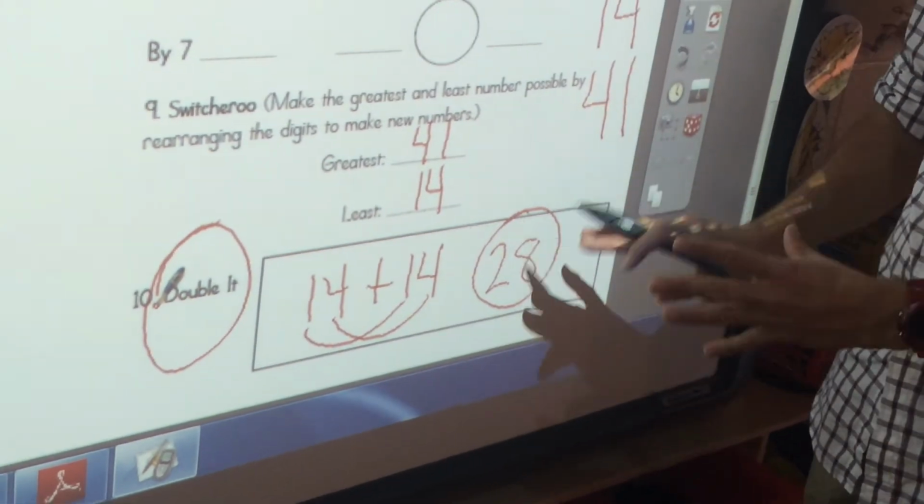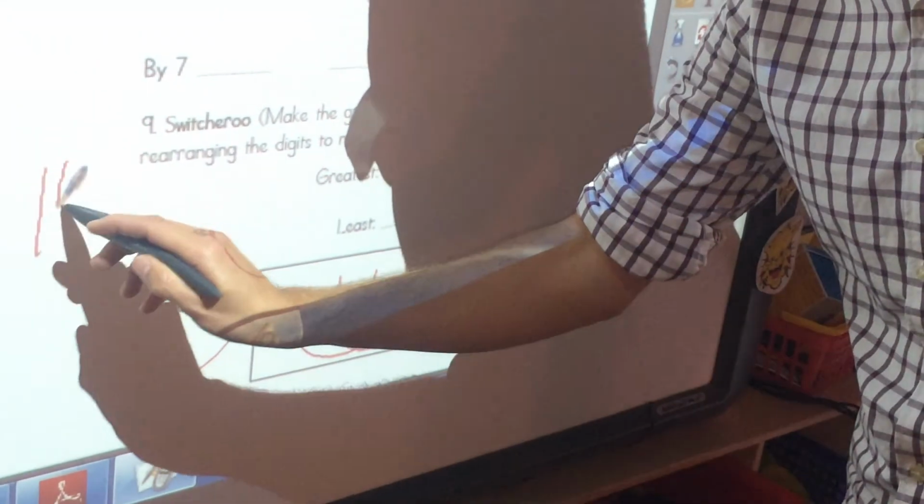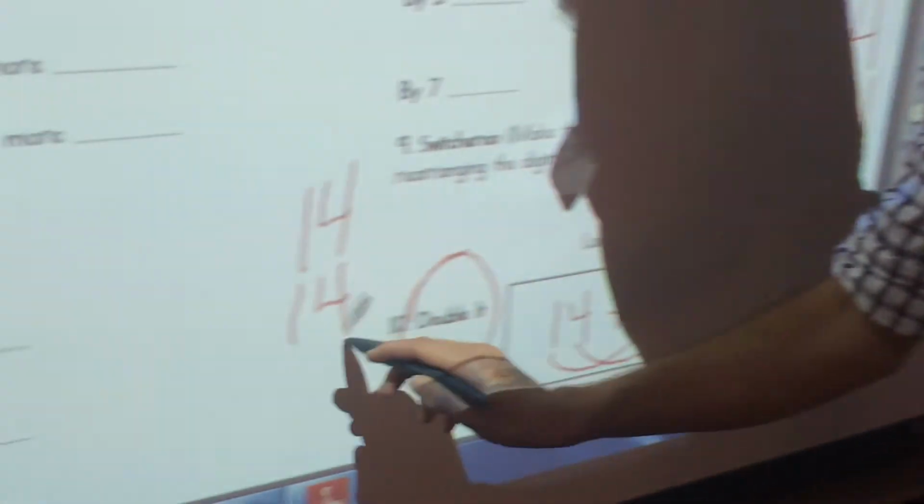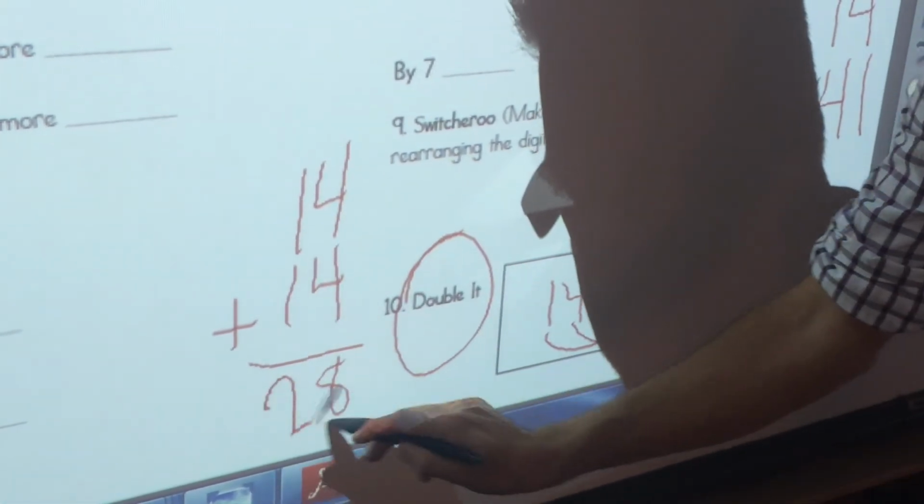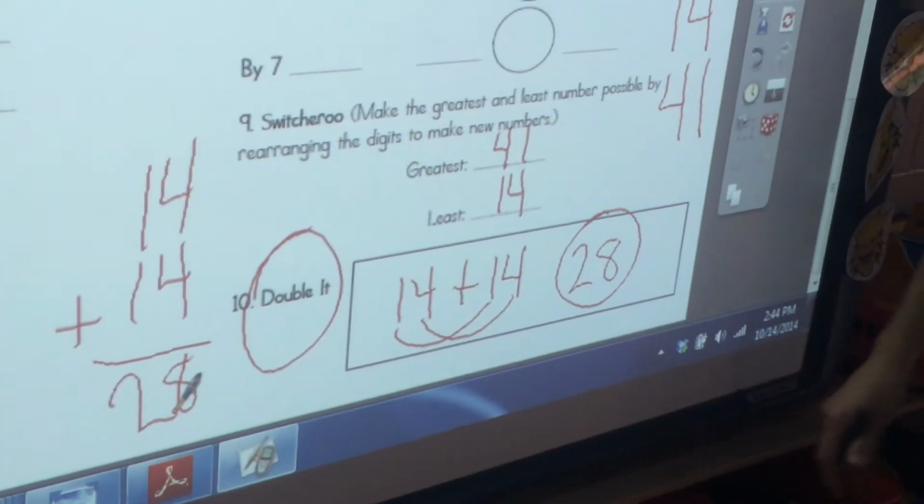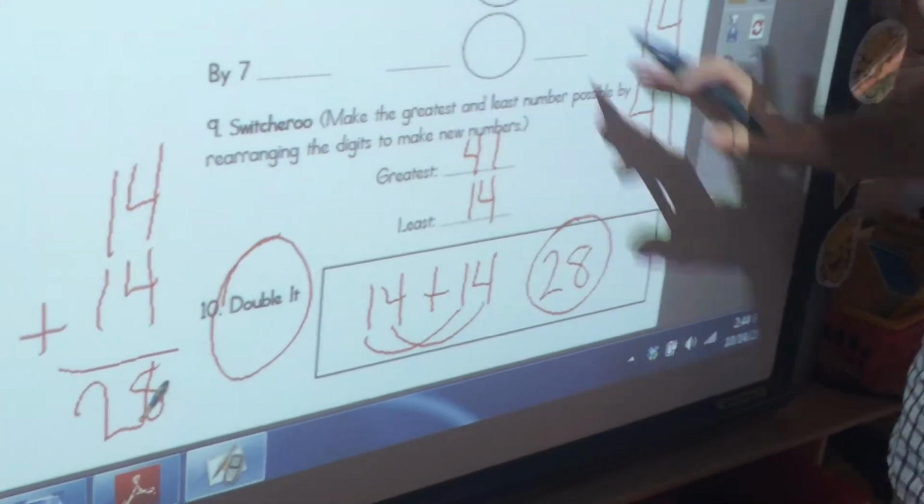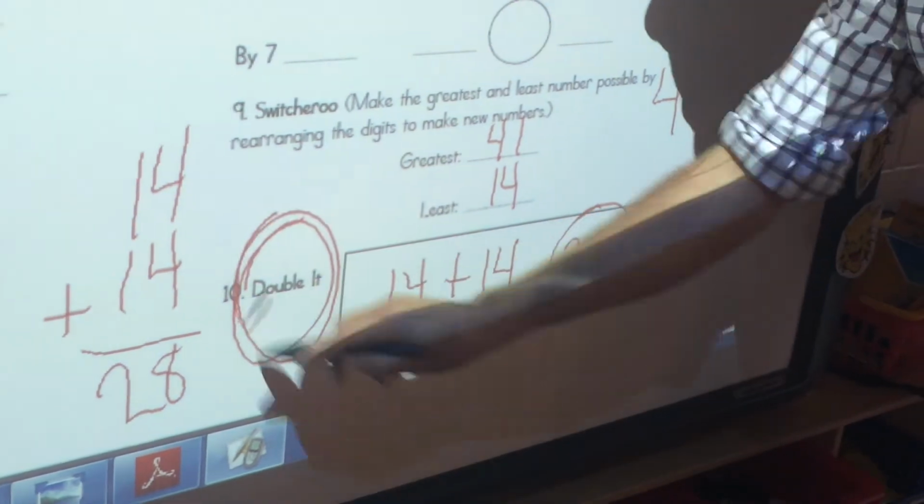I know in our old school way that we learned in school, we do it like this. We say 4 plus 4 is 8, 1 plus 1 is 2. That's a great strategy as well, but be prepared. I'm going to show you different strategies on how to do this.